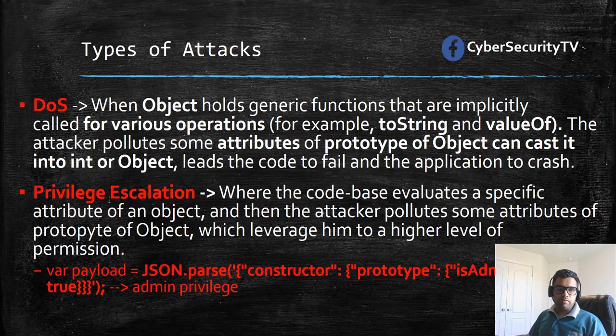The other and critical attack that you could do is privilege escalation, where the code base evaluates specific attributes of an object, and then the attacker pollutes some attributes of the prototype object, which leverages them to a high level of permission. So here, for example, we are doing prototype isAdmin equal to true, and if we set the value of the isAdmin property to true, then of course the attacker will get admin access. Right, and this is just an example, but you can set whatever value you want. You can also set numeric if you know one. That's how the application interprets whether this is an admin account or not.